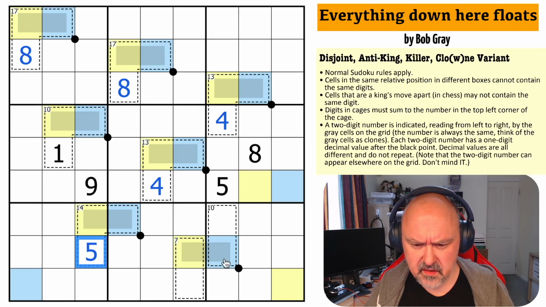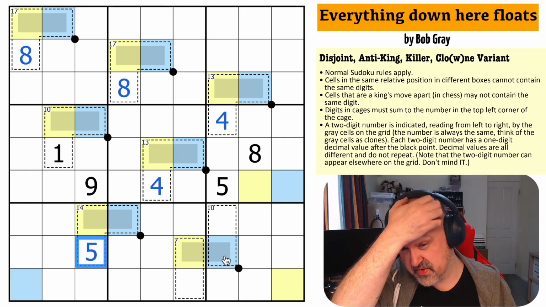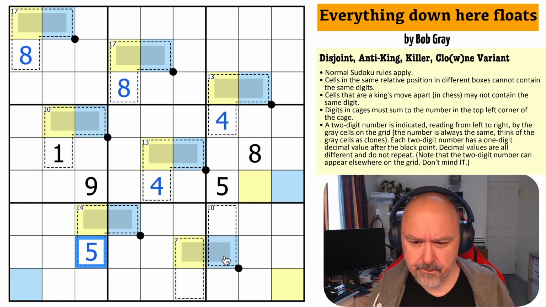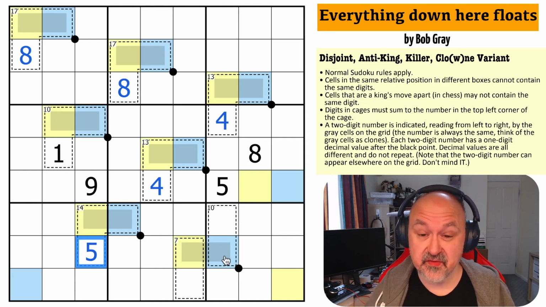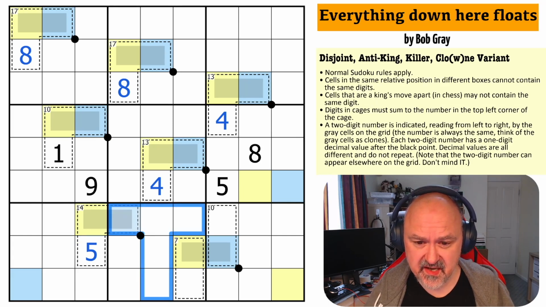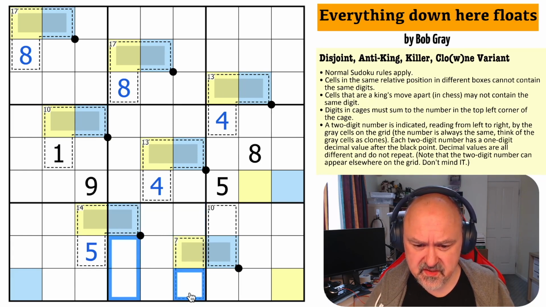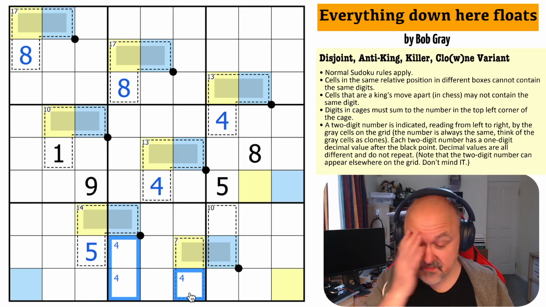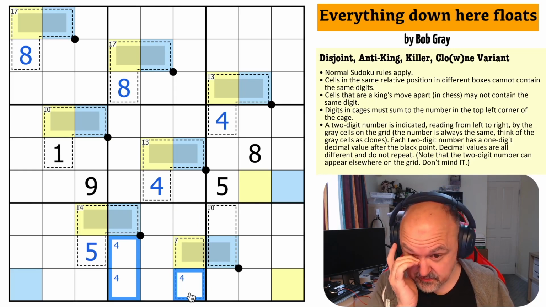Okay. Now there's the disjoint rule as well. And King's move. Oh my lord, this is going to be tricky. So 4 is not in any of those. 4 is not yellow because of that. So 4 is in one of those three. Too many rules.